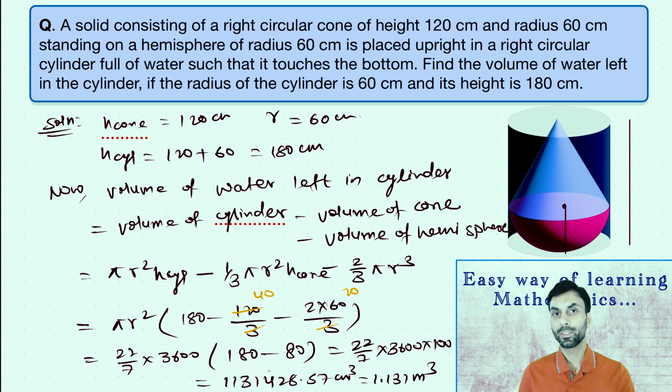So this is all about this chapter as of now. Here we have discussed the basics, following which we discussed the surface area of combination of solids, and then we discussed the volume of combination of solids.